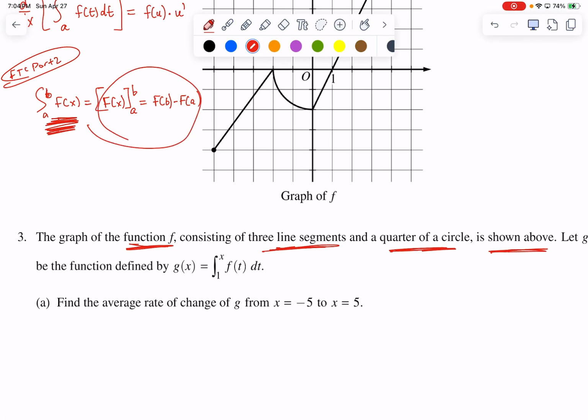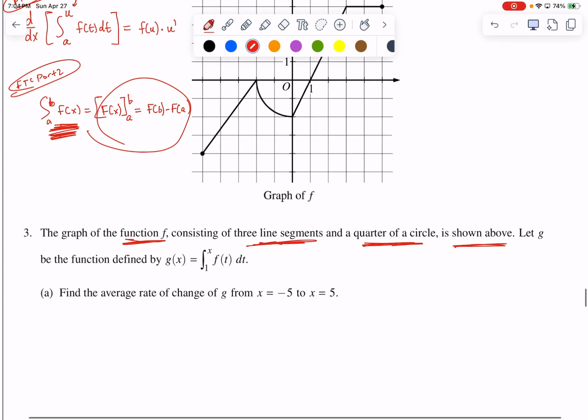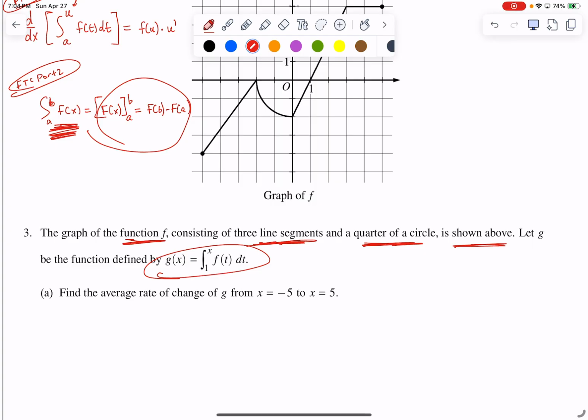All right, the graph of function f consisting of 3 line segments and a quarter of a circle is shown above. Let g, oh, yep, it's from 1 to x. That's nice. So when I take the derivative of it, you can go ahead right now and tell me what g prime of x is. What would g prime of x be? I just wrote down FTC part 1. What is g prime of x? Thank you, f of x. Well, times the derivative of x, which is just 1. Okay, so it's just f of x.